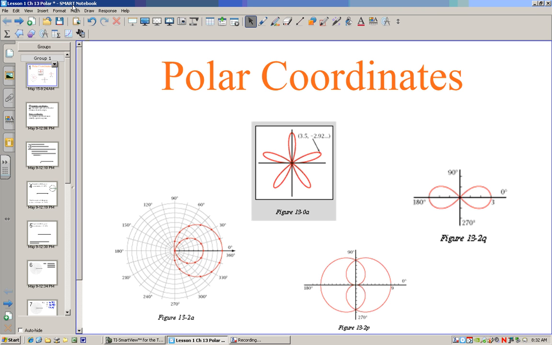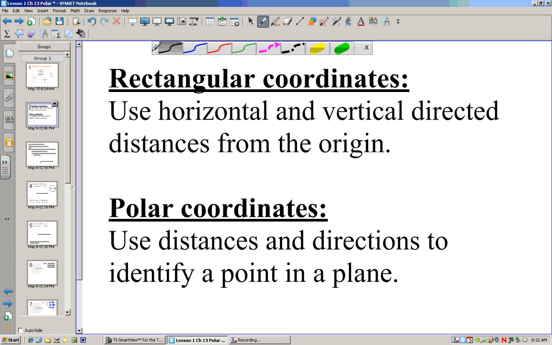Hello, welcome to our lesson on polar coordinates. This is our first day of the unit in polar coordinates. As you can see, polar coordinates allow us to graph much different graphs than we graph with our old coordinate system. Our old coordinate system we call rectangular coordinates, or sometimes we call them Cartesian coordinates after Rene Descartes.